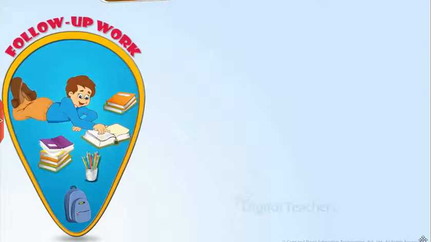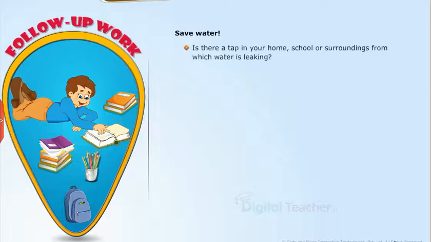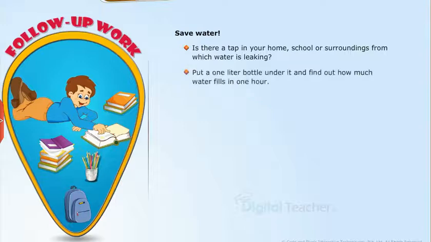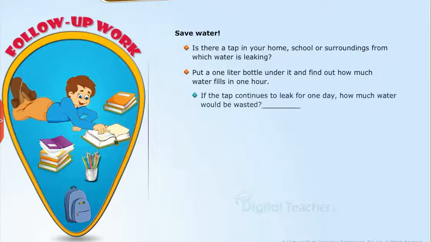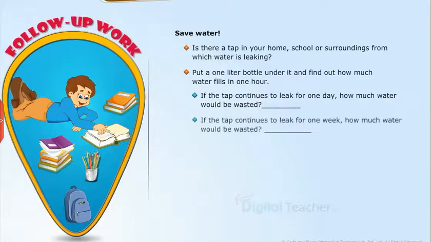Follow-up work. Save water. Is there a tap in your home, school or surroundings from which water is leaking? Put a 1-liter bottle under it and find out how much water fills in 1 hour. If the tap continues to leak for 1 day, how much water would be wasted? If the tap continues to leak for 1 week, how much water would be wasted?